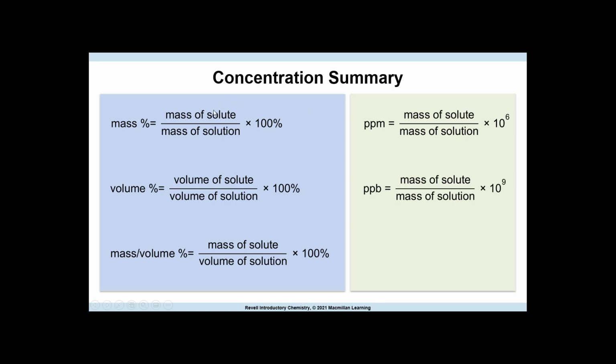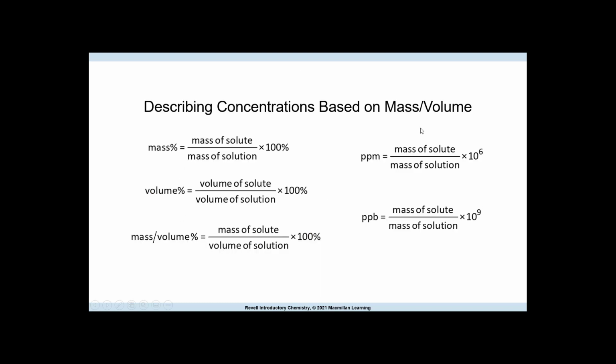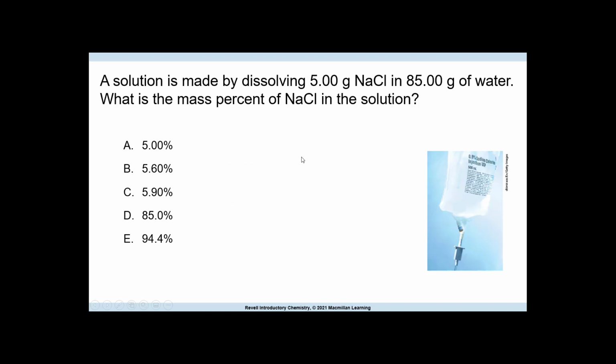We have a problem to do. So here is a summary. You have mass percent, volume percent, mass by volume percent. This tends to be grams per mL, usually 100 mL. This is mL over mL usually, and this is grams over grams usually. And then we have mass of solute over mass of solution times 10 to the 6 for parts per million. This one's 10 to the 9. And then I just found the page again, so I put it.